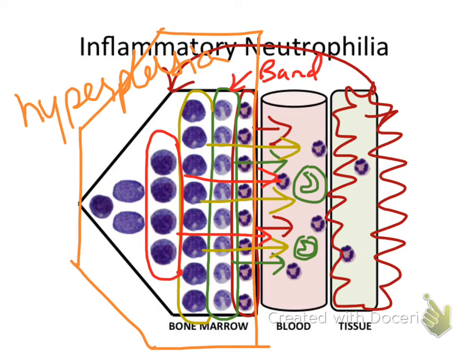So with chronic inflammation, the neutrophilia that you can see is due to increased production or hyperplasia, whereas with acute inflammation, the neutrophilia that's seen is due to release of storage segmented neutrophils and perhaps earlier precursors: bands, metamyelocytes, myelocytes.